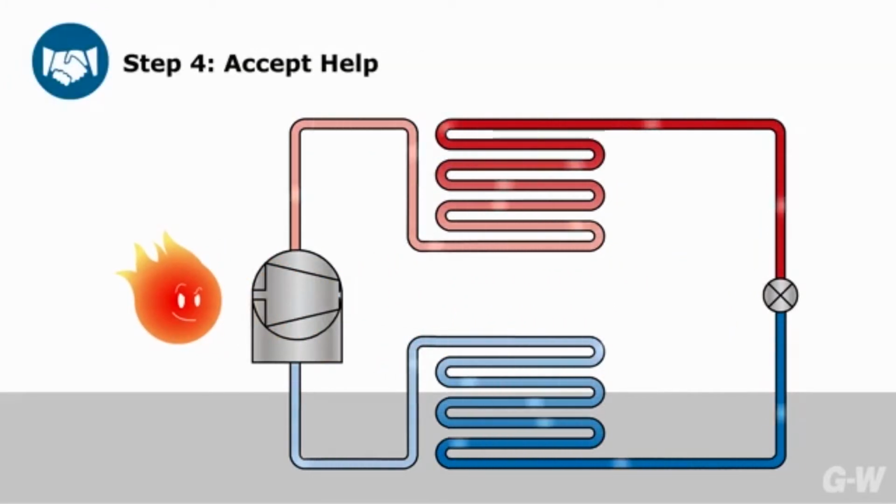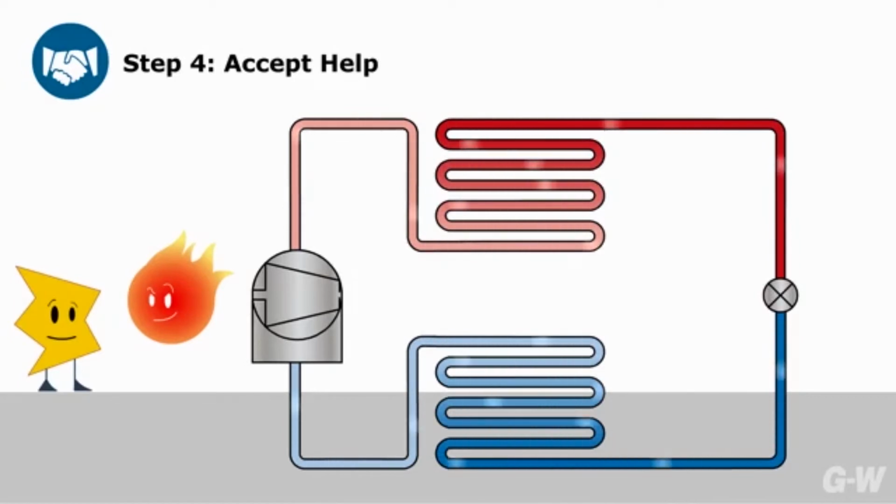Step 4. Accept help. Never be too proud or too sure of yourself to be afraid to ask for help. Ask other technicians, ask distributors, ask manufacturers. Every piece of equipment sold has a manual, and that manual nearly always has troubleshooting information in the back of the book. Use it.